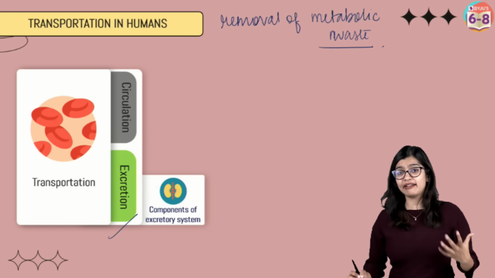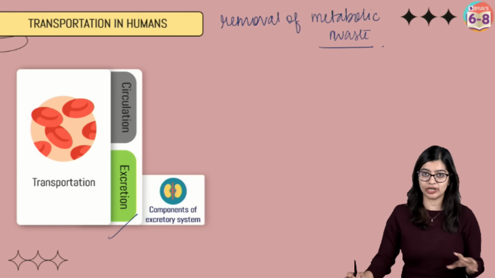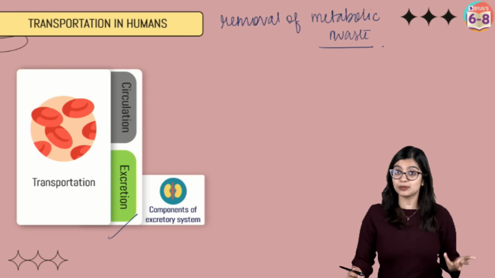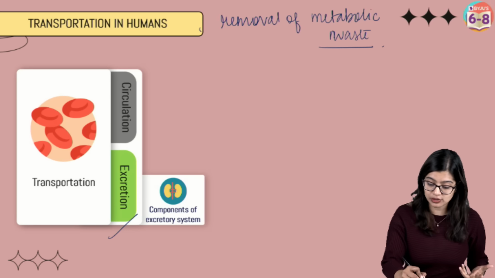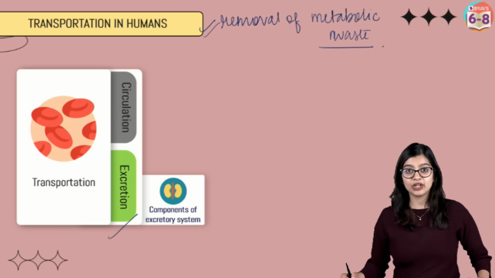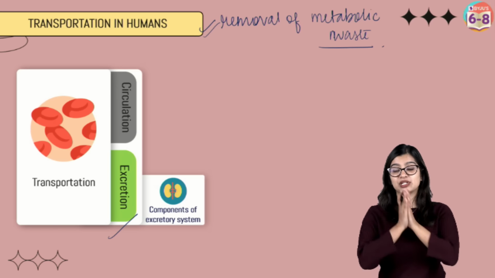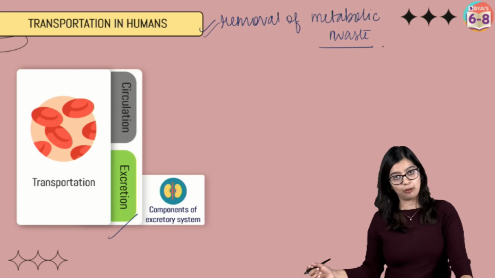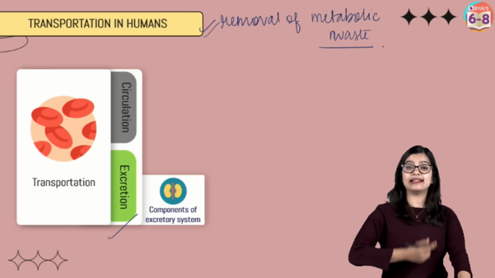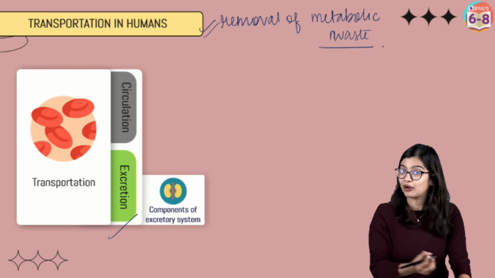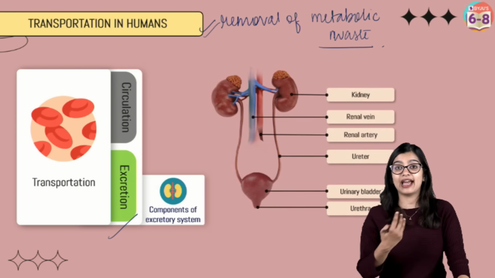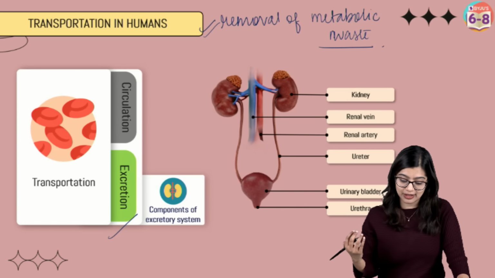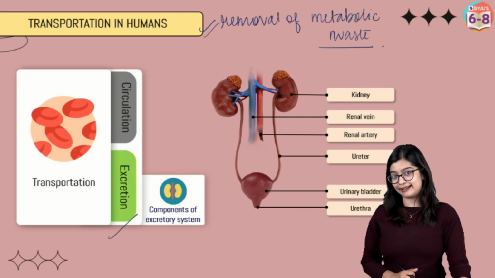Now various chemical reactions are constantly happening within our body, which means that there's a lot of waste materials that get produced, which also need to be expelled out of our body. So the waste materials produced as a result of various chemical reactions is what we call as the metabolic waste. Now we see that this process of removal is what we call as excretion. And we again have an organ system dedicated to this, which is called as the excretory system.